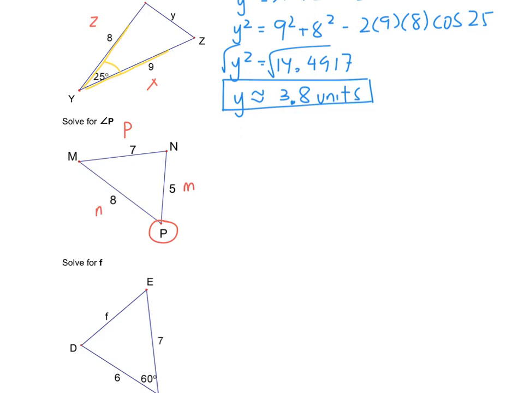Now I want you to pause the video and try to set up your cosine law in that rearranged form. So I want it to start with cos P equals. So pause the video, try to set it up, sub in your values, and then come back to the video before you go and plug it into your calculator to make sure you're on the right track.